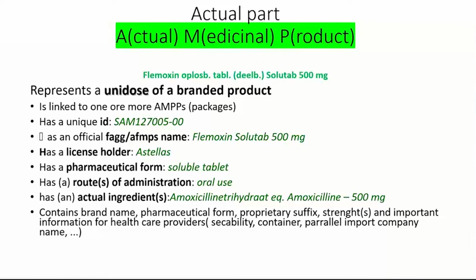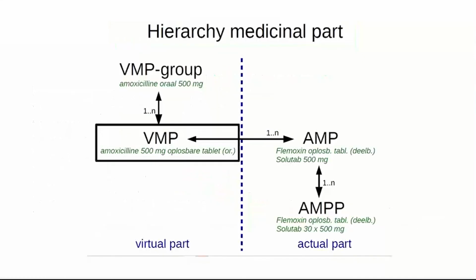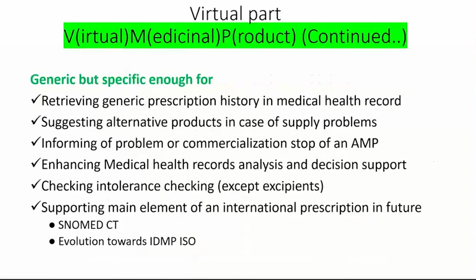The actual medicinal product represents a unidose. So this is what we call the pharmaceutical product. It represents a unidose of a brand. The actual unidose of a branded product is linked to one or more AMPs, has a unique ID, has an official name, Flamvaccine, Solitop 500 milligram, has a license holder, pharmaceutical holder, and so on. All these attributes are in the database from the SAM database. Next slide. This is again the same overview. Next slide. The virtual medicinal product, or go to the previous one, please.